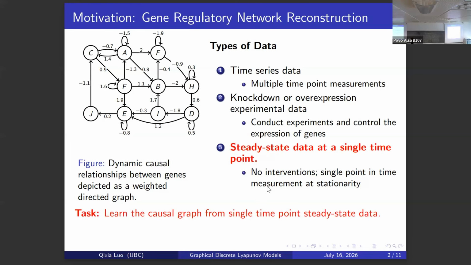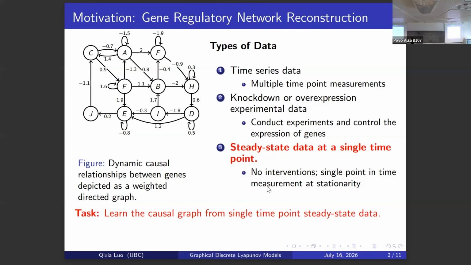Out of these three types of data, the third type is the most readily available, yet using it to infer the causal graph is somehow the most difficult and the least well understood. Therefore, we will take a closer look at the task of learning the causal graph from this third type of data today, so from steady state data at a single time point.